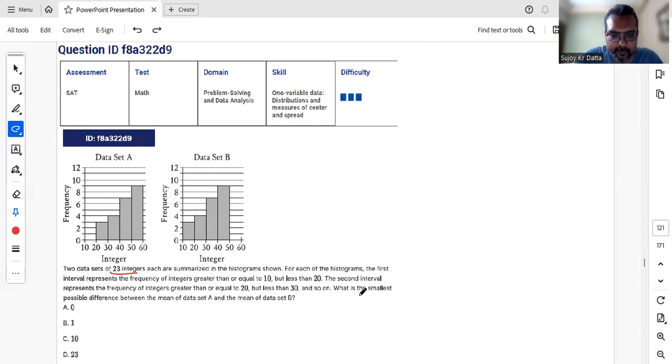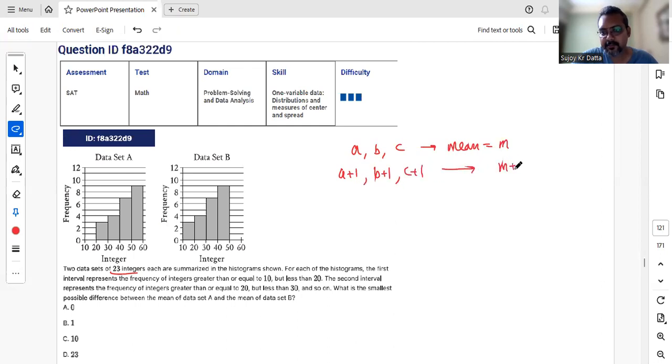Now they are saying, what is the smallest possible difference between the mean of the two sets? For this, we'll use a simple concept. If you have a set of numbers like A, B, C, let's say the mean of this is M. If I add the same constant, let's say 1, to each, the mean will also become M plus 1. Whatever you add, the mean also increases by the same. If you subtract, then the mean also reduces by the same thing. So this is what we are going to use for this.